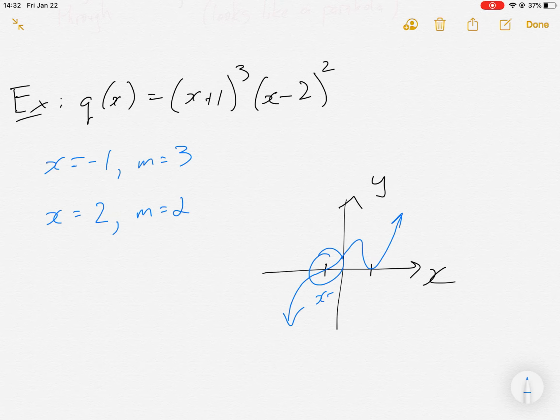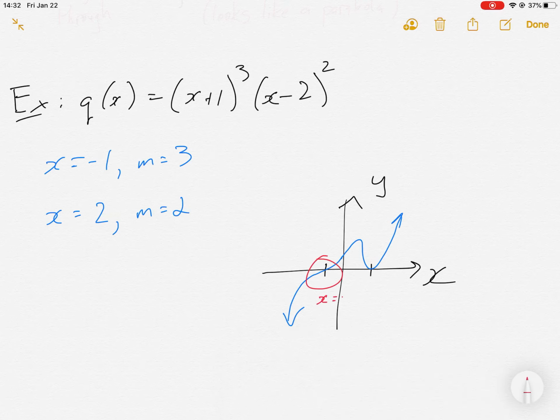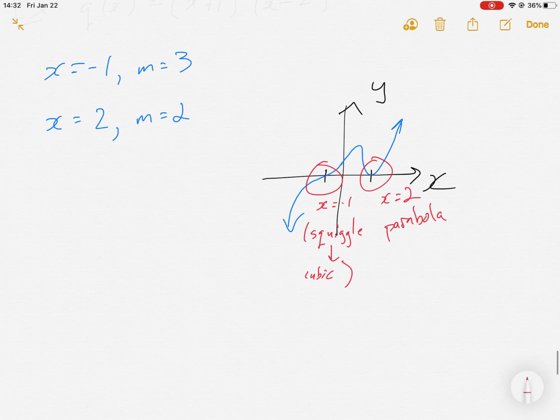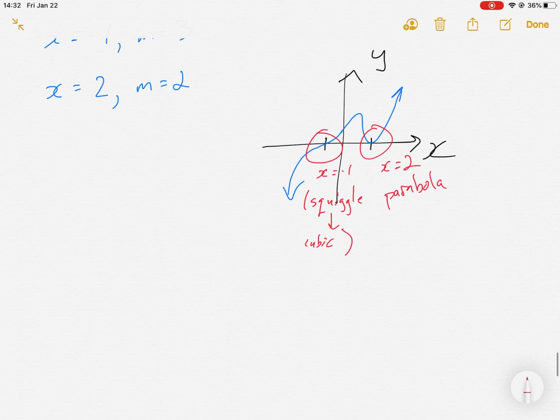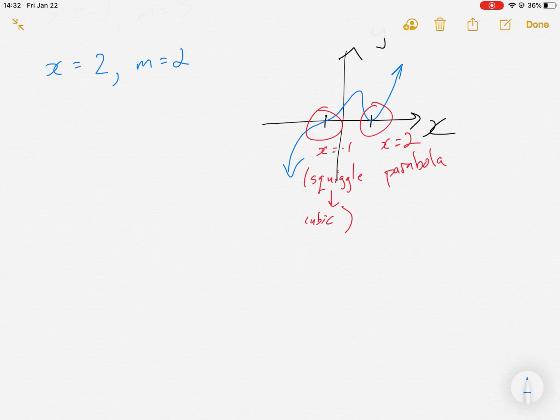So at x equals, I'm going to color code this like the last one. At x equals -1, it's a squiggle. There isn't really a formal name for this, so I just call it a squiggle. It kind of looks like a cubic though. And over here at x equals 2, we still have that sort of parabola looking thing. And this will be true for all odd powers.